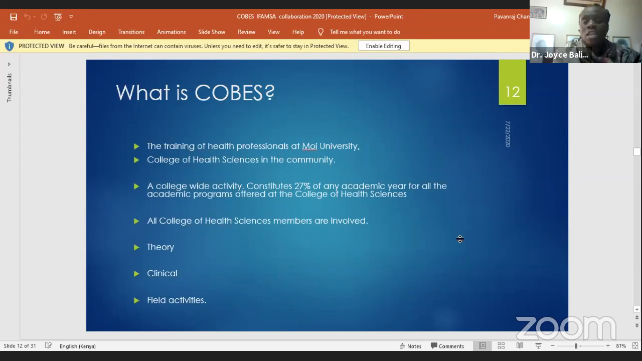So in a nutshell again, it's a training program for our healthcare professionals at Moi University. It's a college-wide activity, constituting 27% of any academic year. All years, all students must do COBS. All members of staff are involved in COBS. What do we do in COBS? We impart theory. We make sure that we are also engaging in clinical activities and, at the same time, field activities, emphasizing theory, research, and outreach activities.